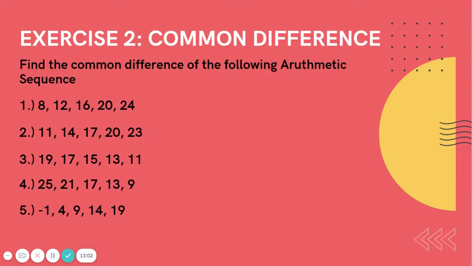Now, so let us have our exercise number 2. Find the common difference of the following arithmetic sequences. Sorry for the typographical error here. I'll be giving you again 15 seconds to find the common difference of the following sequences. I want you to solve it in your paper. So, your time starts now.